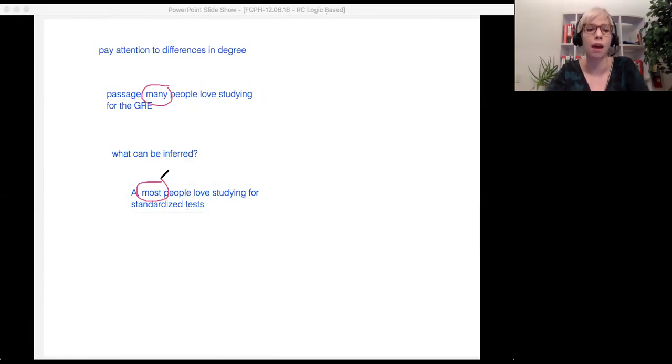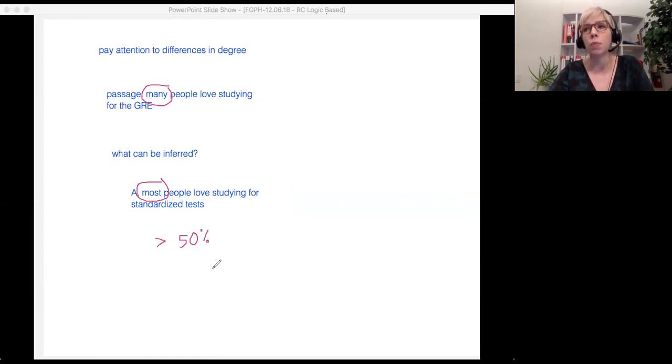It's a word without a mathematical definition. But the word most has a mathematical definition. It means what? It means more than 50%. And so mathematical specificity can be really important.